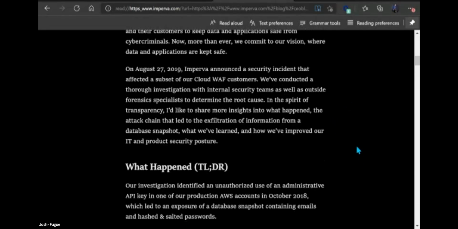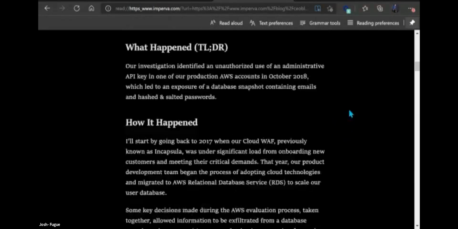So Imperva, they got breached, a bunch of their customer data got stolen. Okay, so I'm talking about this in the context of pen testing so that you understand what your pen testers need to be doing, because it's not just port scanning. Okay, that doesn't matter that much anymore.